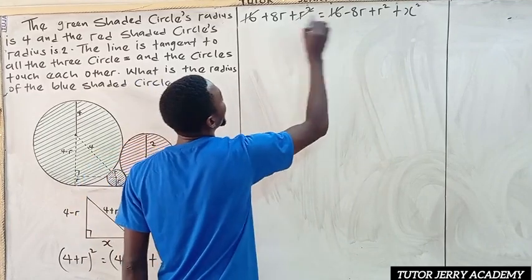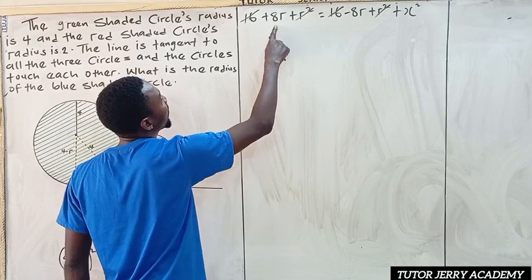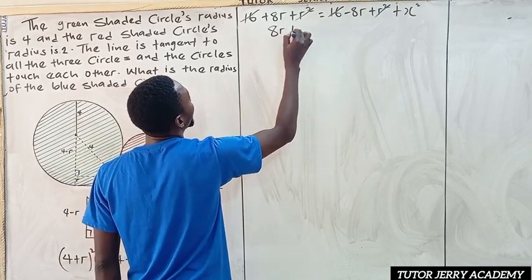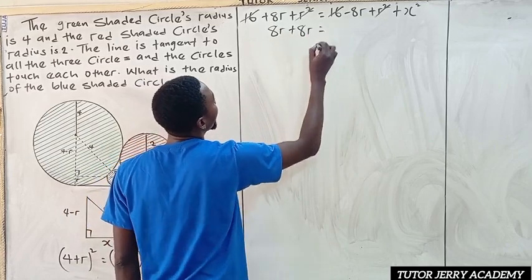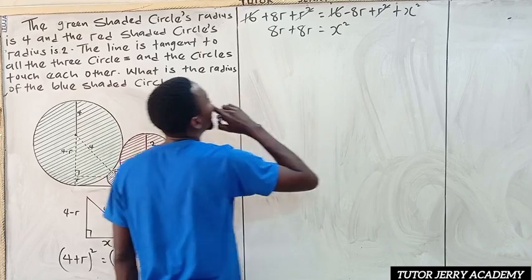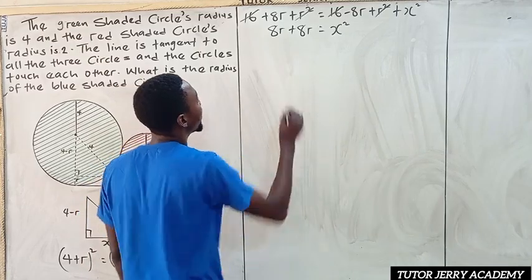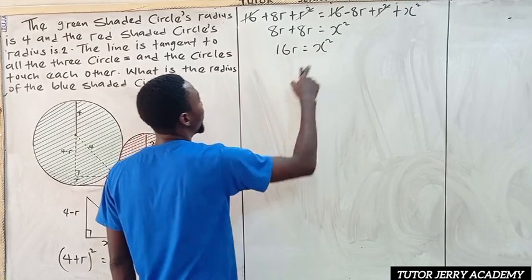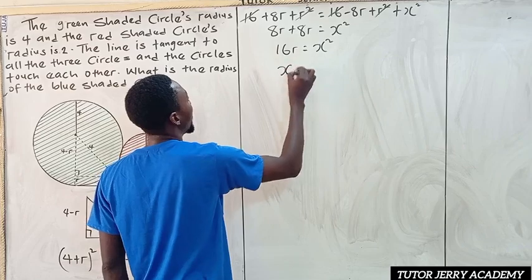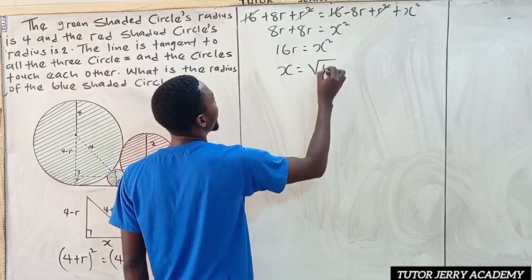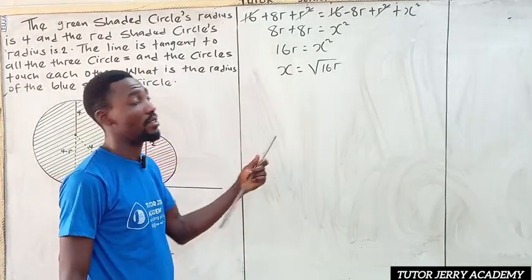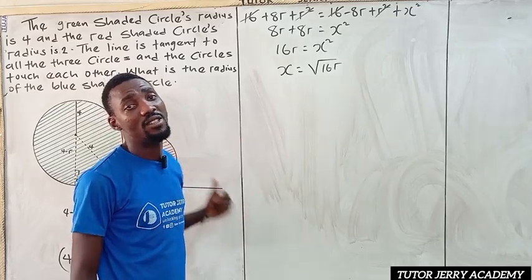and then r square will go out with r square, so we'll be left with 8r. So if we bring this here, we're going to have 8r plus 8r equals S squared. So 8r plus 8r is 16r, which equals S squared. So if I take the square root of both sides, s will be equal to the square root of 16r. We're supposed to use plus or minus here, but we know a negative answer is not allowed here.